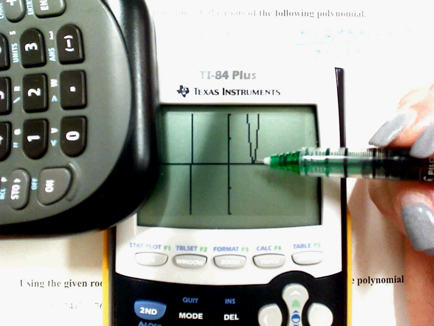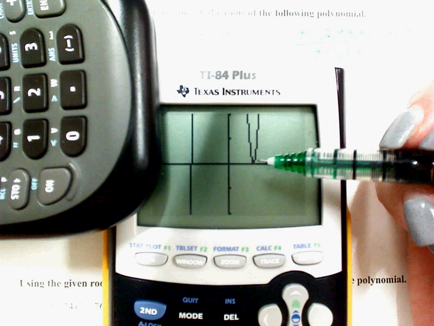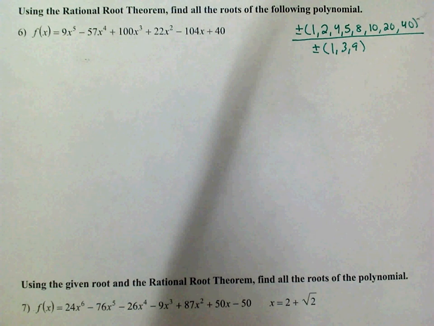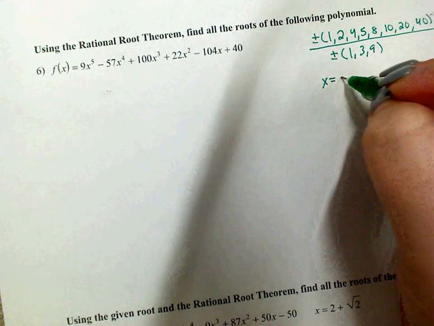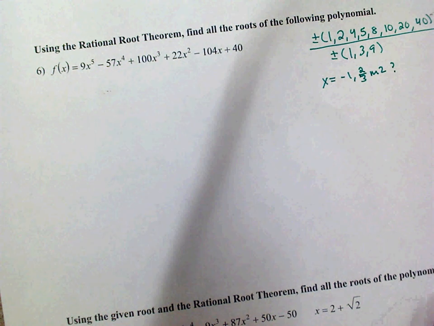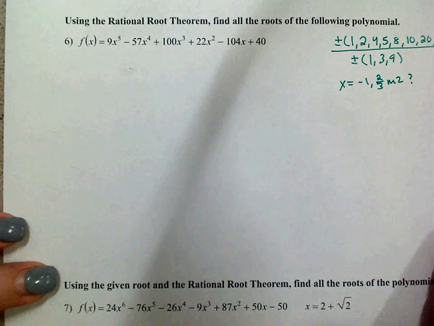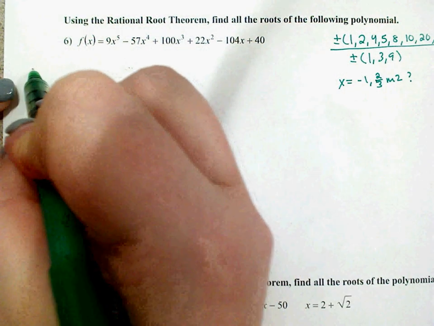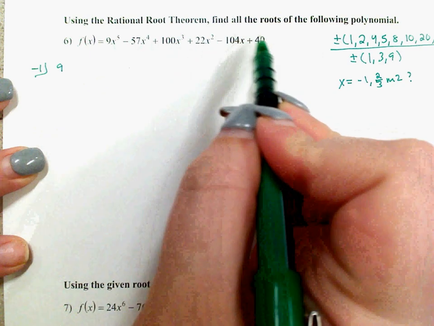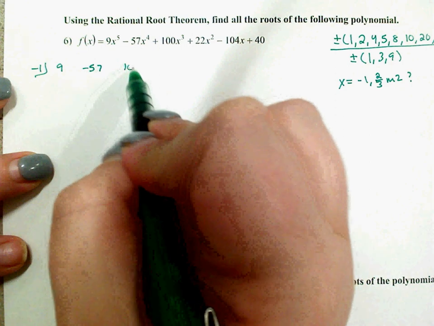So I'm thinking -1 and 2 thirds with a multiplicity of 2. So x equals -1 and 2/3 multiplicity of 2, question mark, because I gotta prove it. We'll find out if it's true. All right, so let's try -1 first. -1, 9, 5, 4, 3, 2, 1, 9. We're not missing any terms, so be careful about that. -57, 100, 22, -104, and 40.